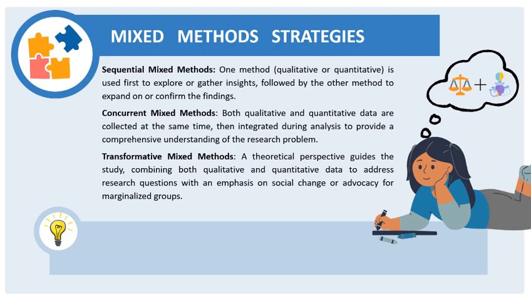Concurrent mixed methods: both qualitative and quantitative data are collected at the same time, then integrated during analysis to provide a comprehensive understanding of the research problem. Here is an example of concurrent mixed method. The topic is social media and teen mental health. For this topic, you also need two phases: quantitative phase and qualitative phase.